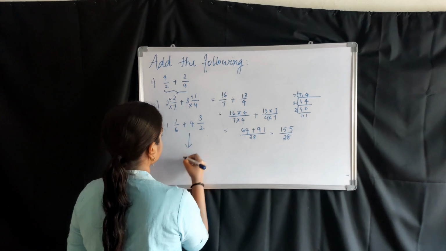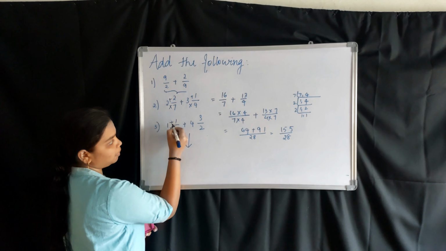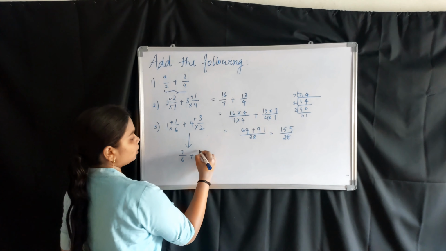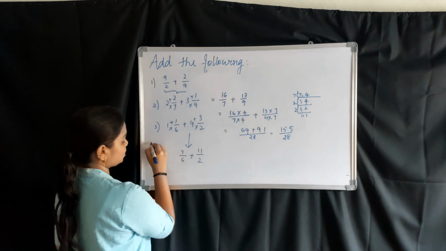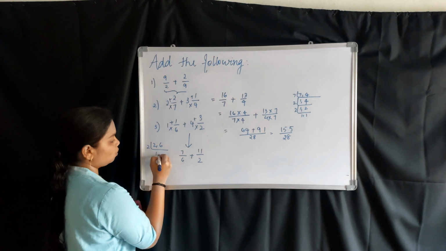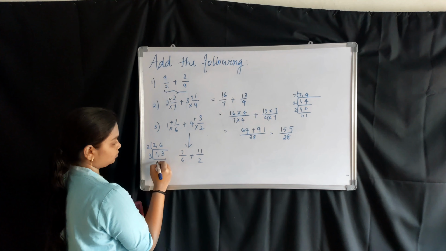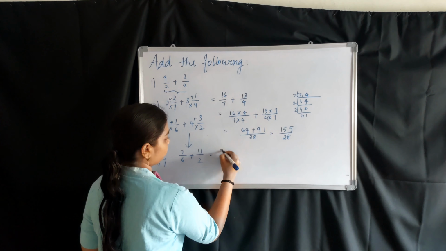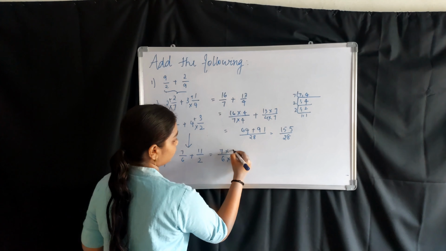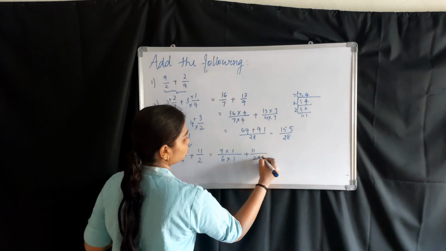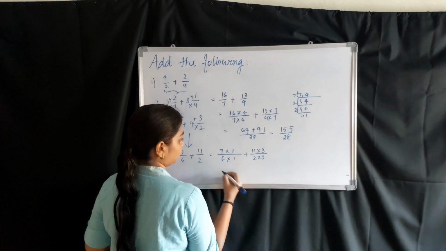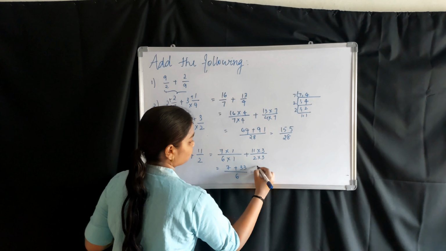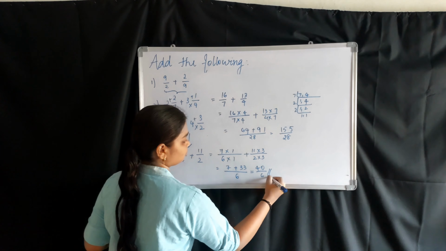Moving on to this, it will become 6 ones are 6 plus 1, 7 by 6, plus 4 twos are 8 plus 3, 11 by 2. The LCM of 2 and 6 would be 6. 3 into 2 is 6. So I'll have to make the denominators the same: 7 by 6 into 1 plus 11 by 2 into 3. So 7 plus 33 by 6. This would be 40 by 6 as the answer.